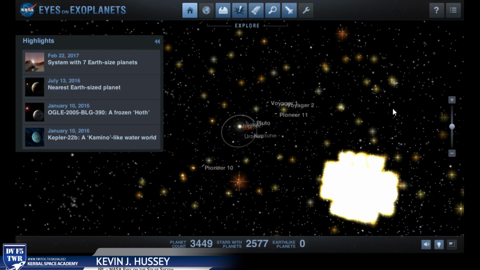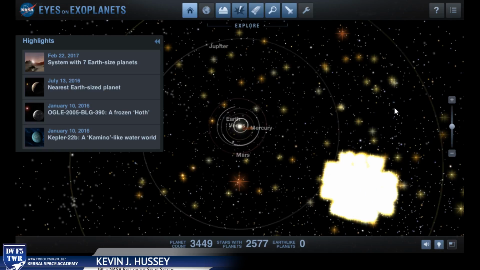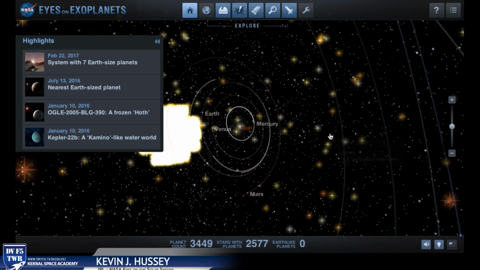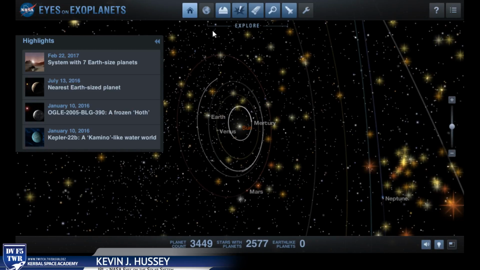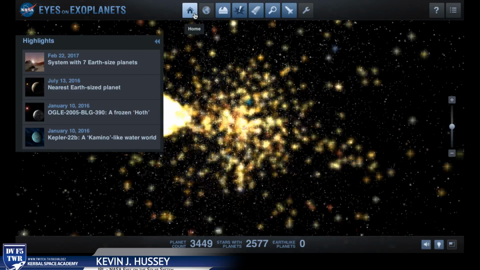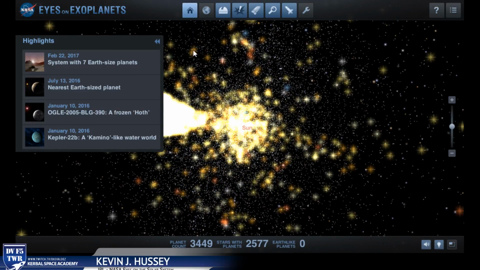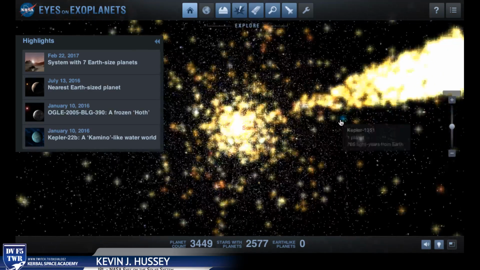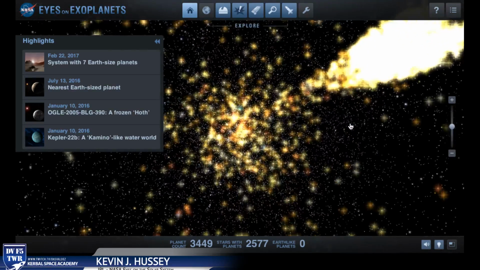There it is. Oh, some spacecraft as well. Some Voyagers, Pioneers. So we are here at our solar system. Moving around, and when you click the home button, this will take you back out to a distance of about 1,000 light years from Earth. So you're at 1,000 light years, scrolling around. So click, drag, and scroll is the main functionality.